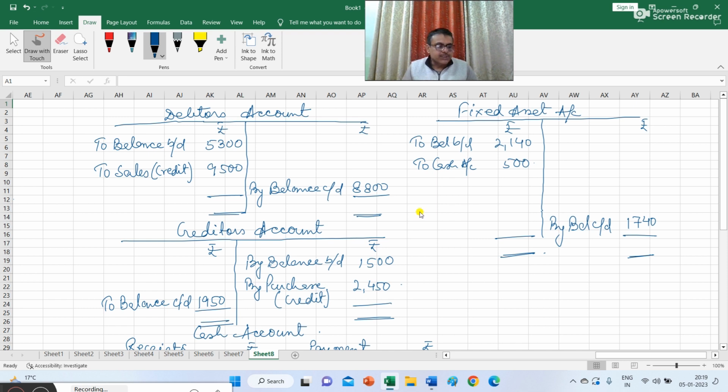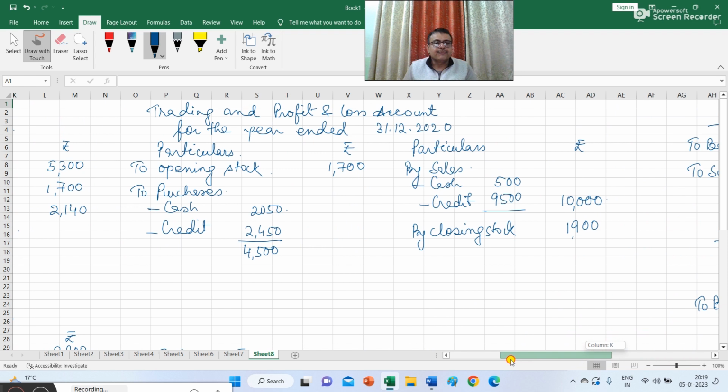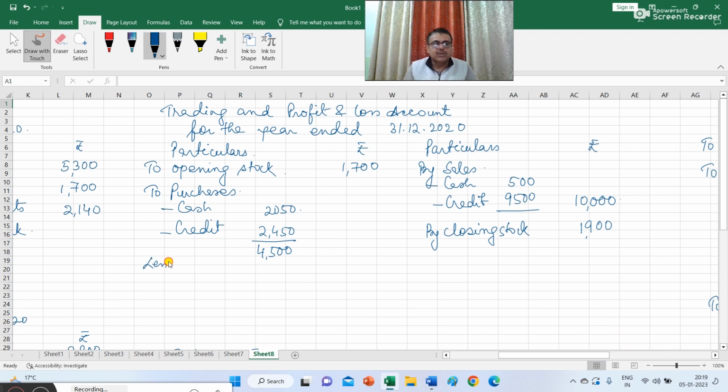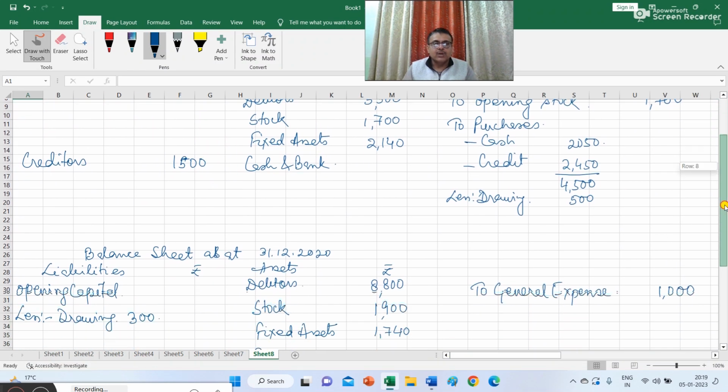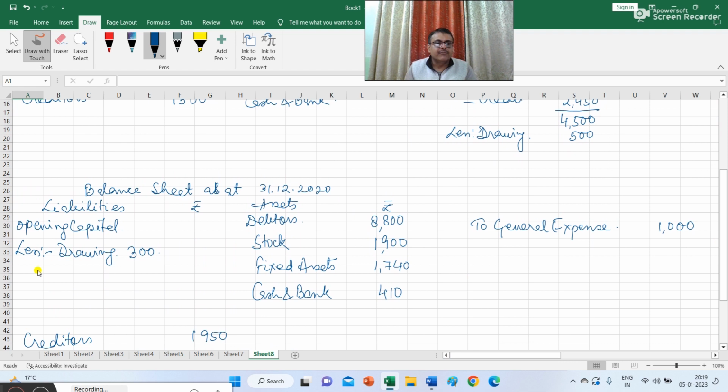Then in the additional information it is given stock of rupees 500 was used by the proprietor for his personal purposes. So your journal entry is drawing account debit to purchase or to opening stock. So from purchase I have to reduce the amount of drawings, that is rupees 500, and in the closing balance sheet I have to record this drawing of rupees 500 as less drawing of rupees 500.